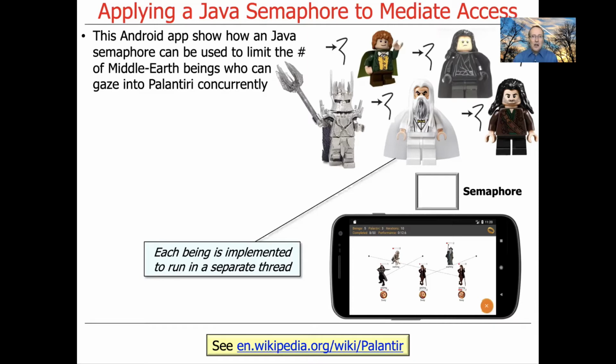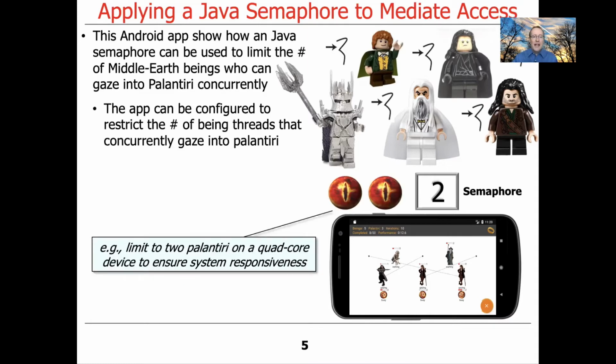So in our particular use case, each being, be it Gandalf or Frodo or the Dark Lord Sauron and so on, is implemented as a separate thread, and they're going to share a smaller number of Palantiri. When you configure the app, you can dictate how many Palantiri you want available for gazing at any given point in time. Let's say, for the sake of argument, we have 2 Palantiri available and 5 beings, and therefore we can use a semaphore to ensure that only 2 beings are gazing at any given point in time.